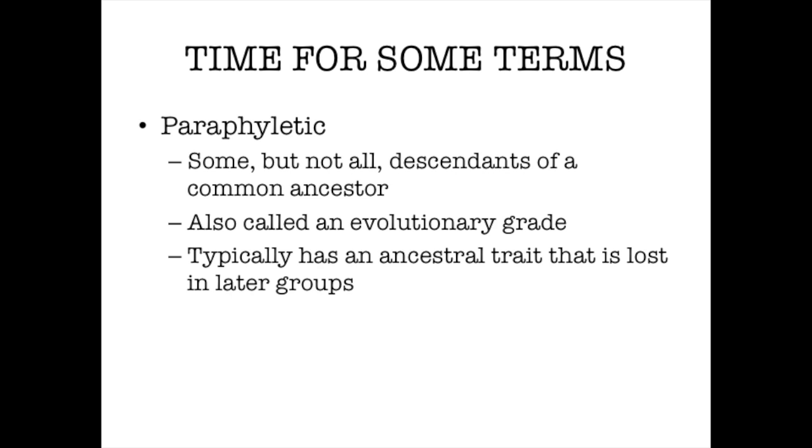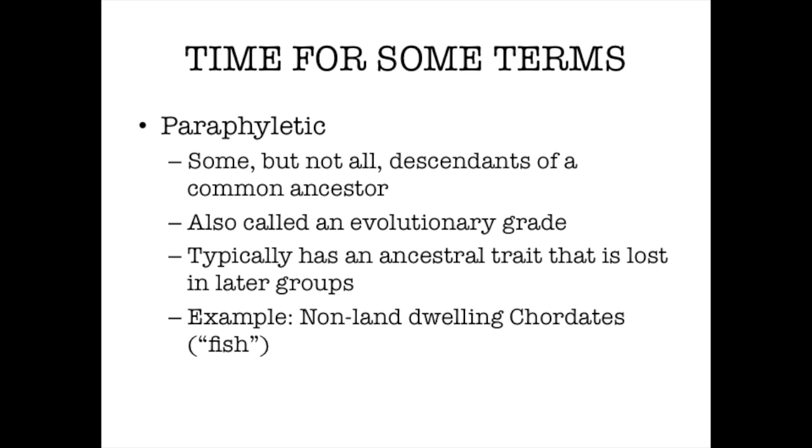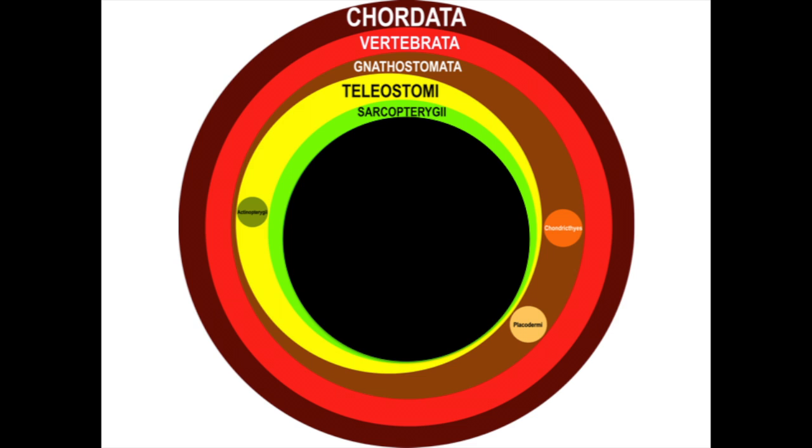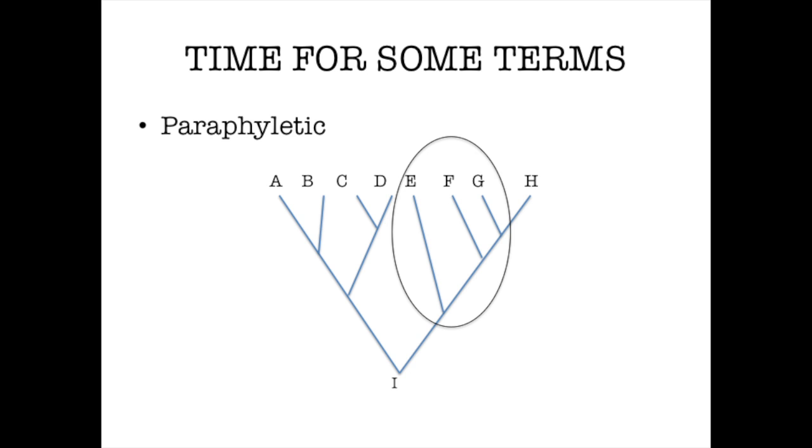It's useful to talk about these because it's kind of like an evolutionary grade. For example, non-land-dwelling chordates, fish, include all members of Chordata that are not tetrapods, which isn't a clade, but it's typically useful to talk about because it helps us to examine the ancestral traits for Chordata. So it's very easy to define a paraphyletic group on a regular cladogram. Just circle some, but not all, the descendants of a common ancestor.